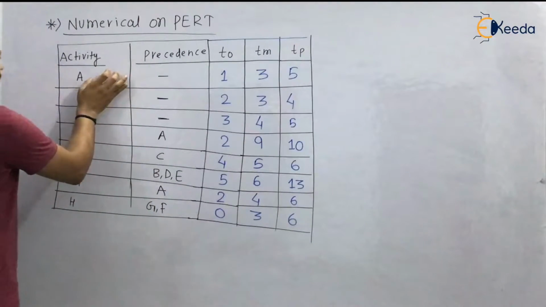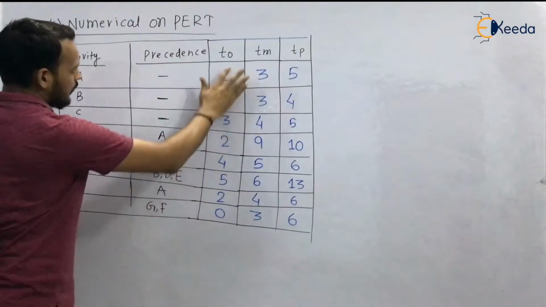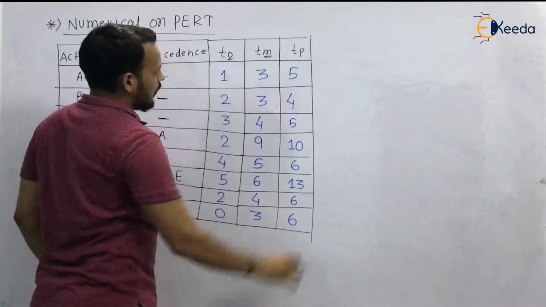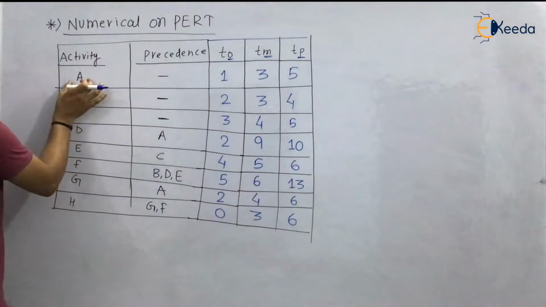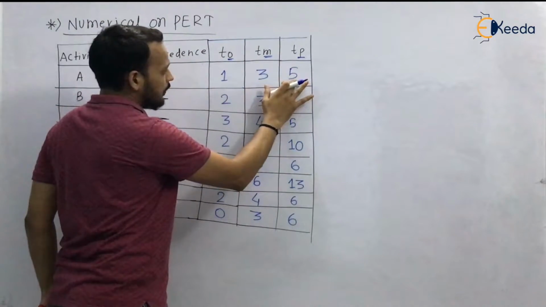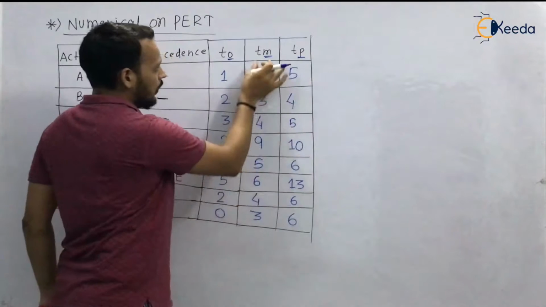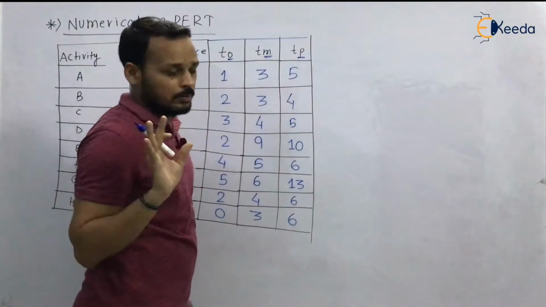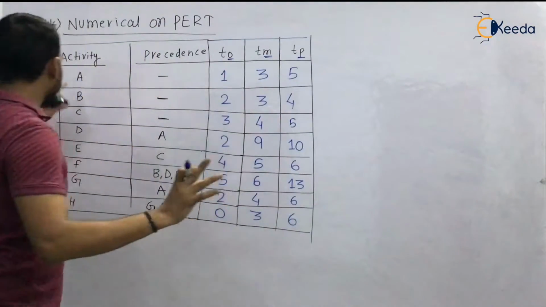What it is saying is that in one of the columns, the activity is given with its precedence, T0 that is optimistic time, Tm most likely time, and Tp pessimistic time. Look here, the activity is A, there is no precedence, and the optimistic time, most likely time, and pessimistic time are given. You already know that T0 will be the least one, Tp will be the largest one, and Tm, the most likely time, will be in between T0 and Tp. So like this, all three times are given.